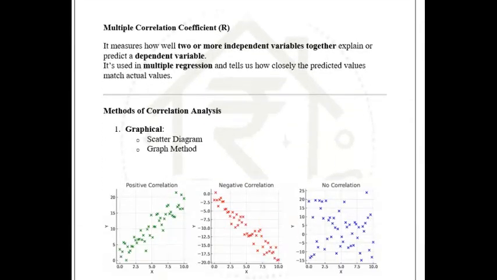And one more point is given in the syllabus: multiple correlation coefficient. It measures how well two or more independent variables together explain or predict a dependent variable. It is used in multiple regression also and tells us how closely the predicted value matches the actual value.